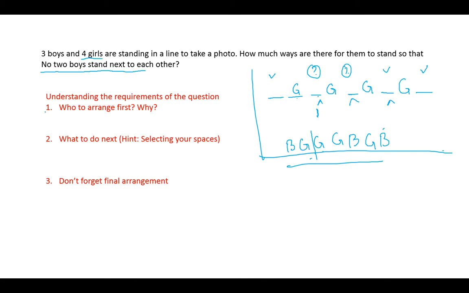Okay, so this is how we answer the first question. First we'll arrange the girls because they have no condition on them, and we'll keep a space between any 2 girls, and we'll take a space on the left of the first girl and the right of the last girl. What do we do next? Okay, so let me draw that again. So I have 4 girls.